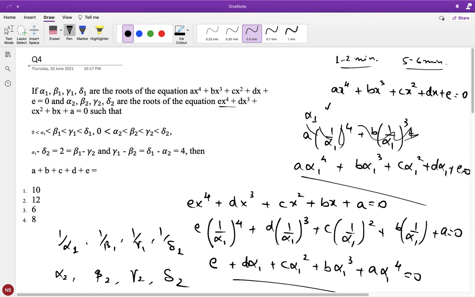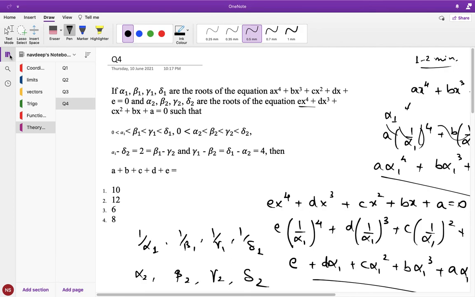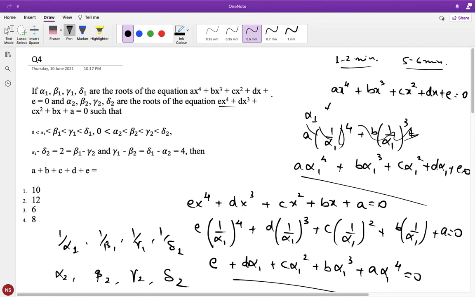So these were the 4 problems that were asked in this exam from theory of equations. We will cover another topic, maybe calculus next.